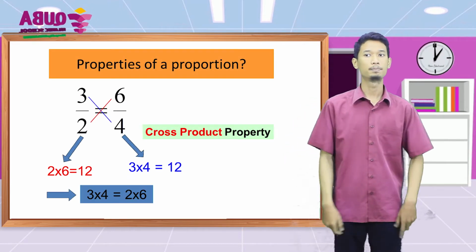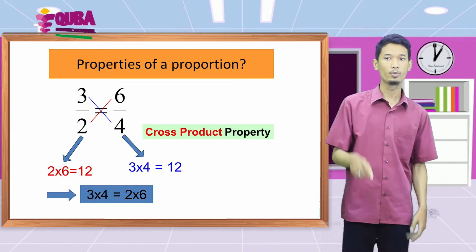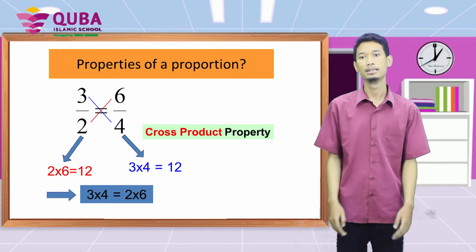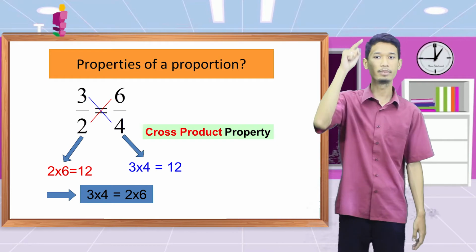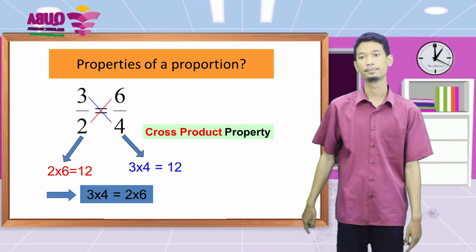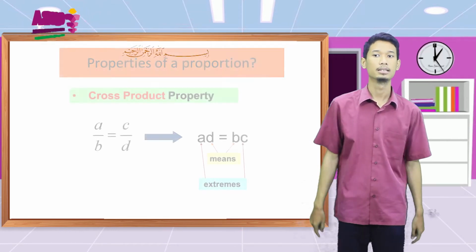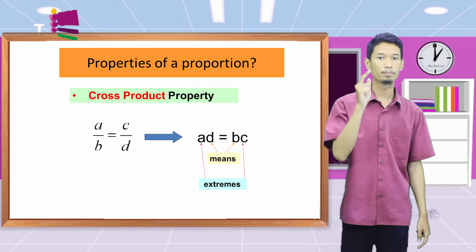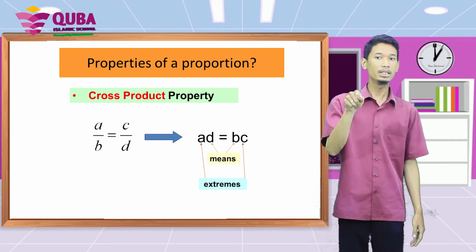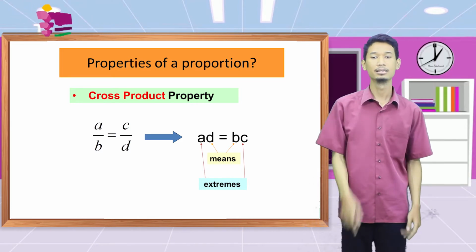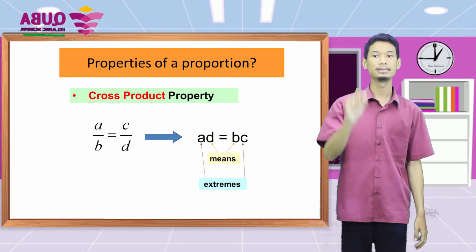Properties of a proportion. 3 over 2 equals 6 over 4. We can cross multiply. 3 multiplied by 4 equals 12. 2 multiplied by 6 equals 12. So they have the same value. There is the cross product property. A over B equals C over D. It means A multiplied by D equals B multiplied by C.